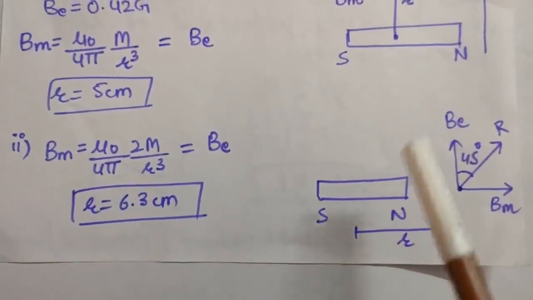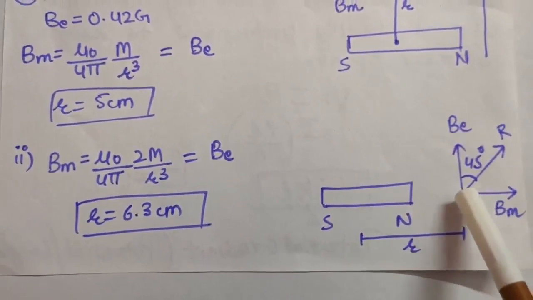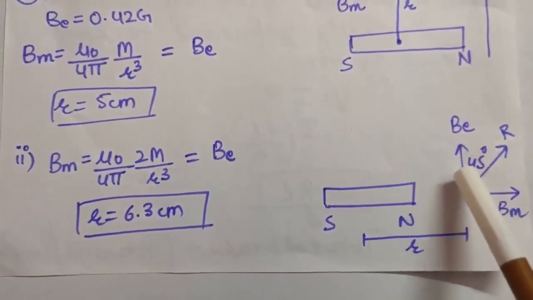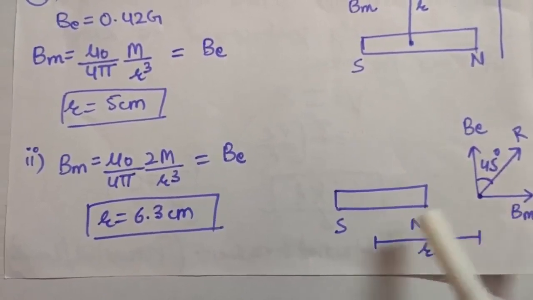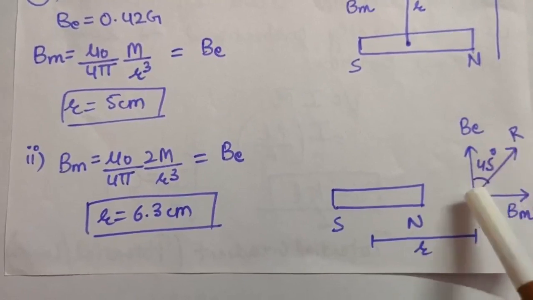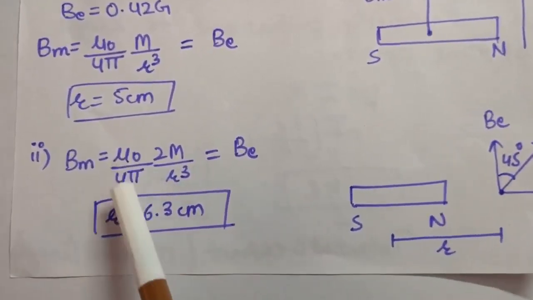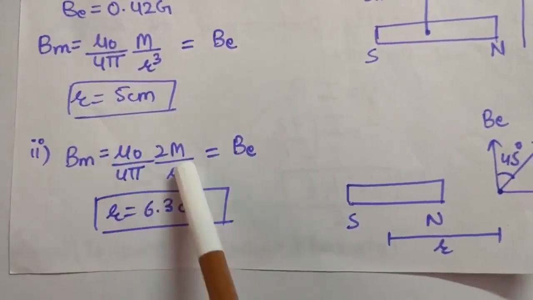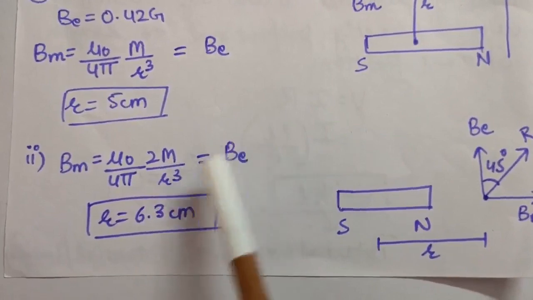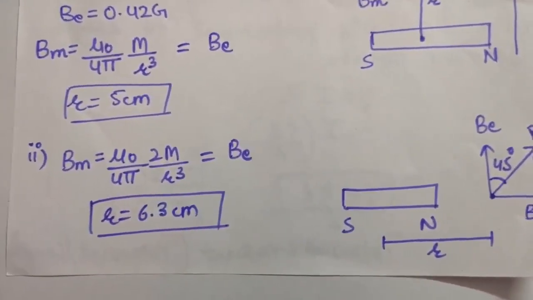the same question is there, only the point is now lying on the axial line. Now, if the point is on the axial line, again this is BE, and the resultant should make an angle of 45 degrees. You know that on the axial line the direction of magnetic field is from south to north, so this is BM. Again, if the resultant is at 45 degrees, that means BE and BM should be equal. BM is mu naught upon 4 pi, 2m upon r cube. You know this, so this will be equal to BE. Again, BE is given in the question. Put that value and you will get r to be 6.3 centimeters.